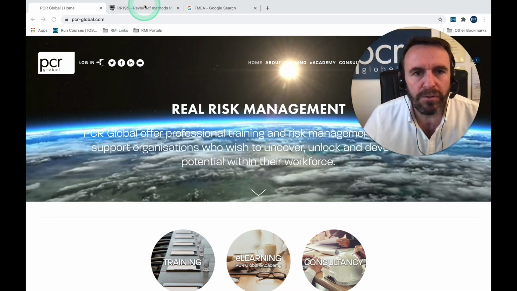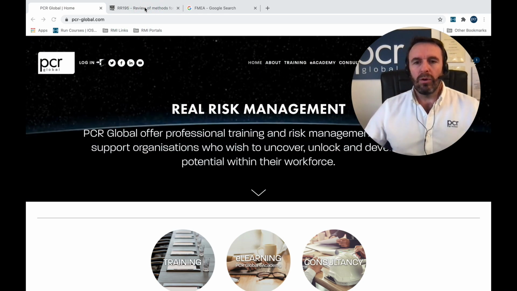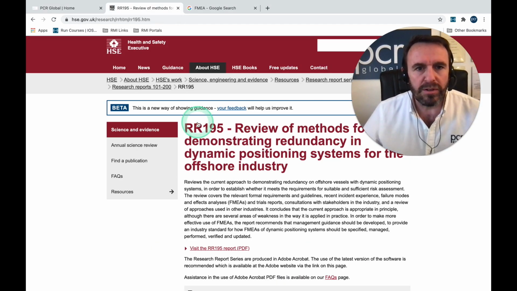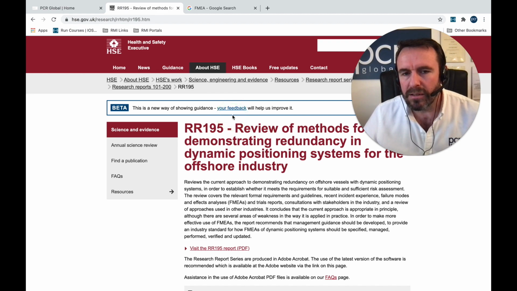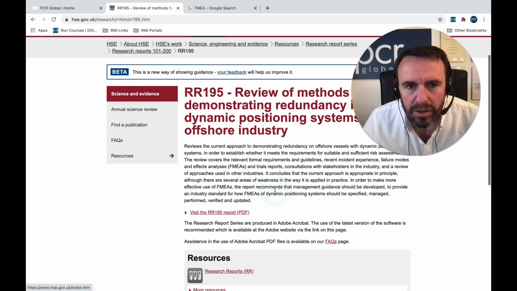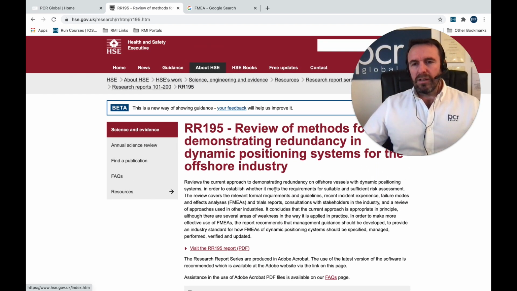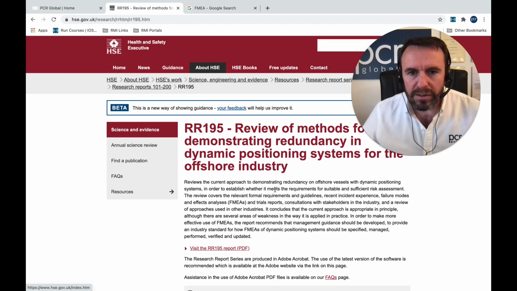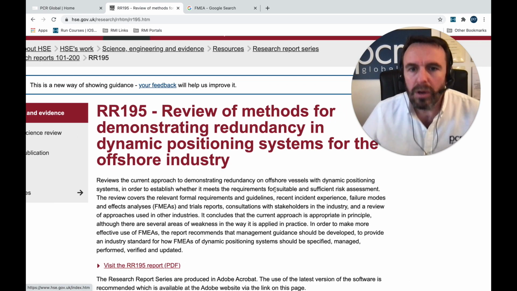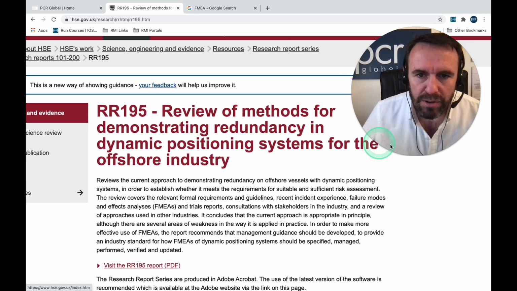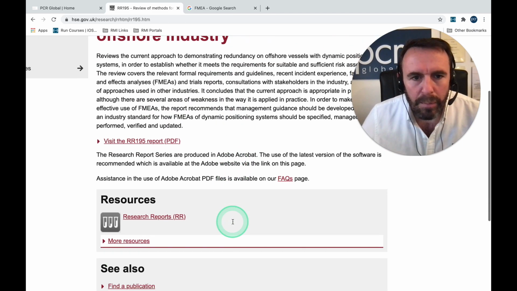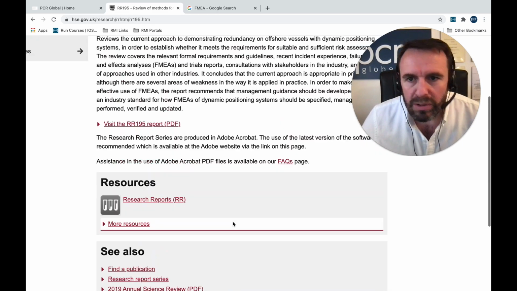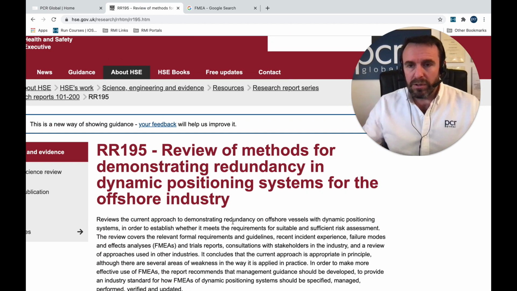First things first, let's have a quick look on the internet. What does it say? If we type in Failure Modes and Effects Analysis, FMEA, and put HSE with it, then we will get the HSE website. It doesn't give any guidance on how to do them, but it does provide a review of methods for demonstrating redundancies. This is using FMEA. It's a long read, probably no need to read it really.